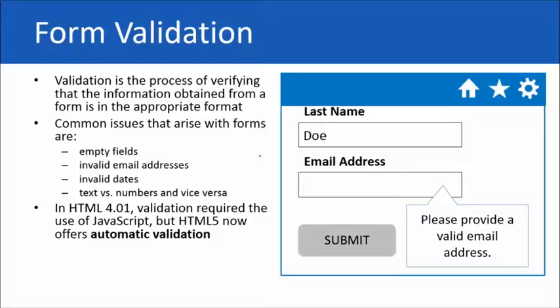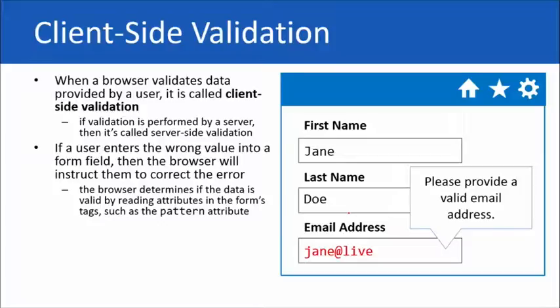Here we can do something like this with HTML5, where we say, please provide a valid email address when somebody tries to click this submit button. Now, the type of validation that occurs with HTML5 is called client-side validation. So it happens inside the browser. It's not going to happen after information has been sent to a server somewhere in California, maybe Redmond, Washington, wherever servers happen to be located.